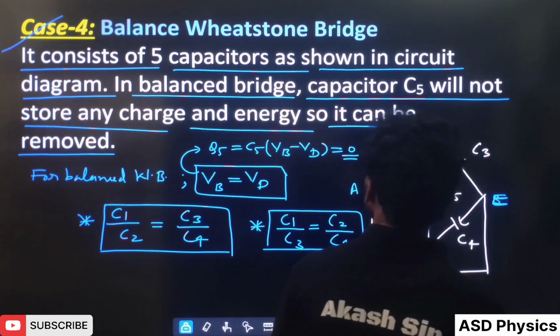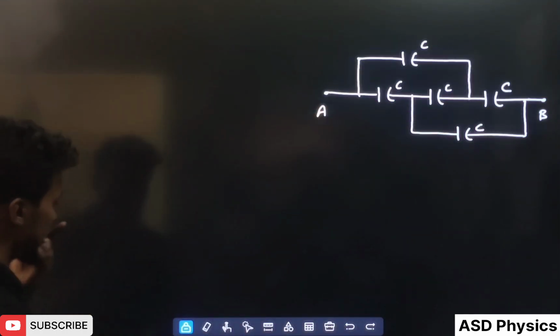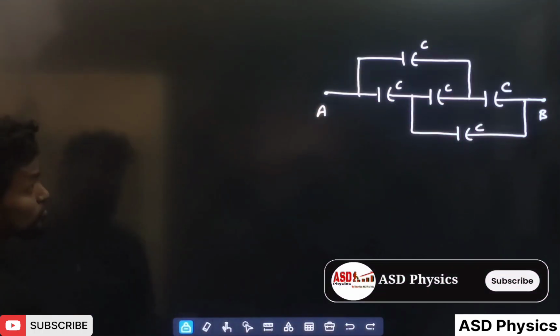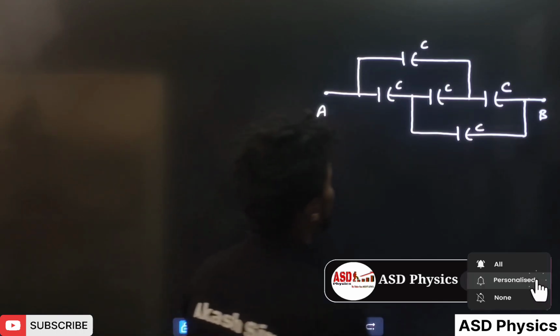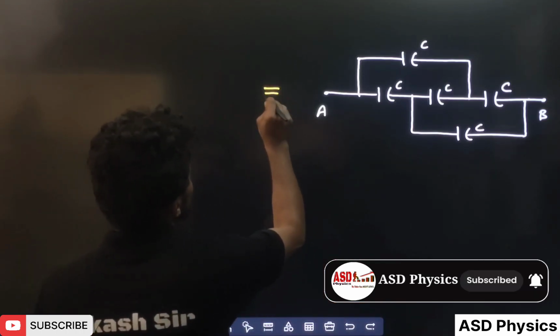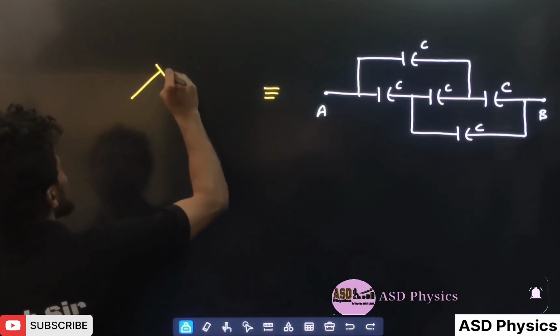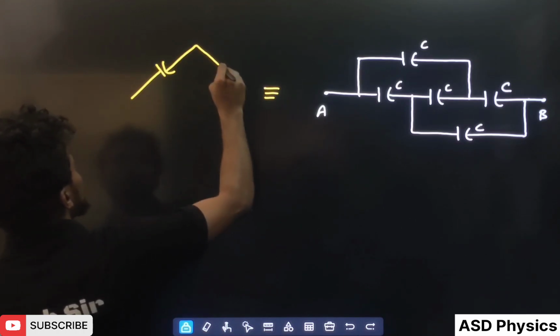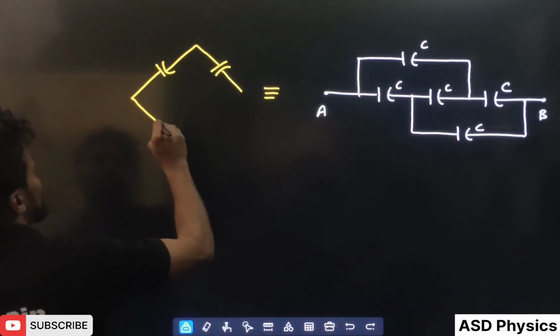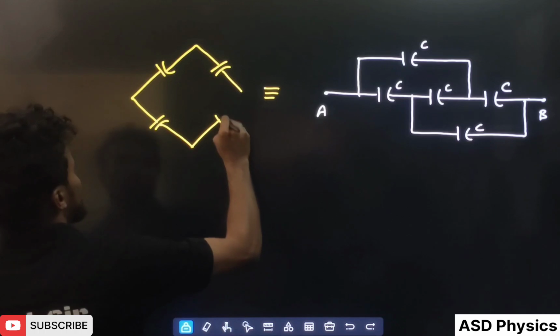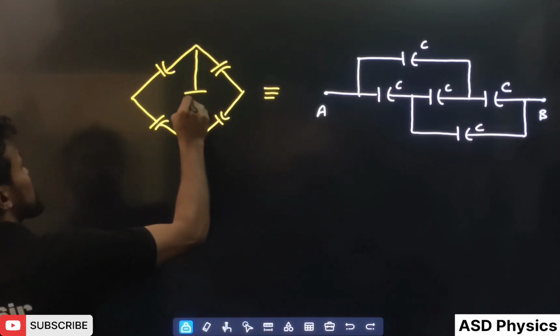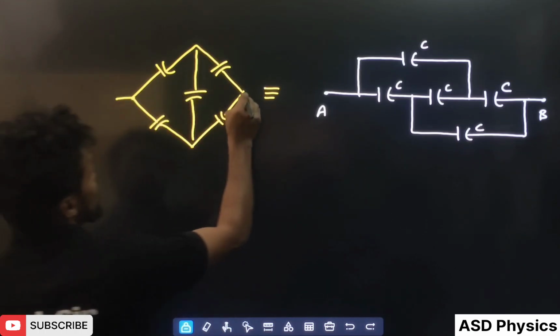So what we are going to see here is this case. Remember that this is also a Wheatstone bridge, no? This is also a Wheatstone bridge. So if I simplify this, after simplification, it will become like this. Like this only it will form here. The Wheatstone bridge is there, like this.